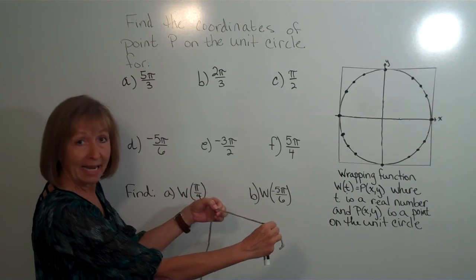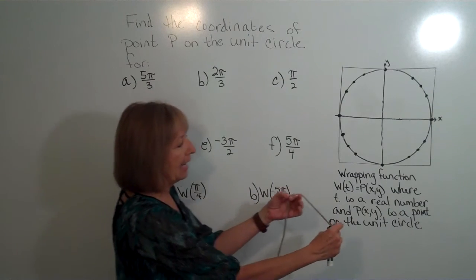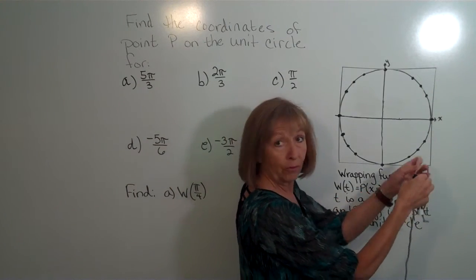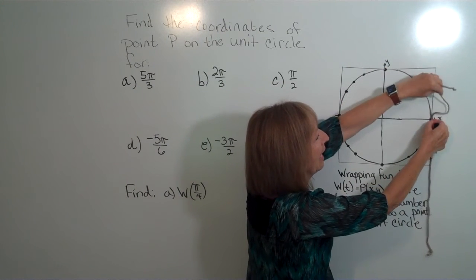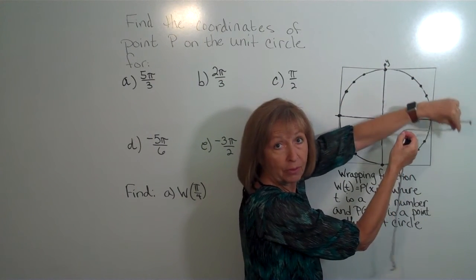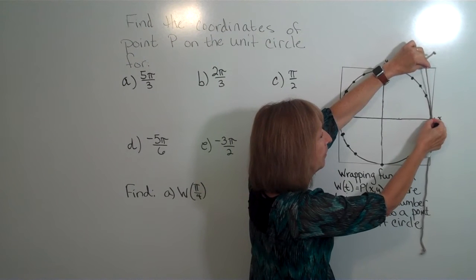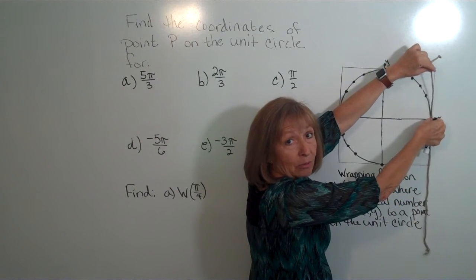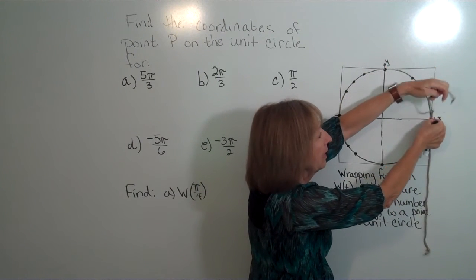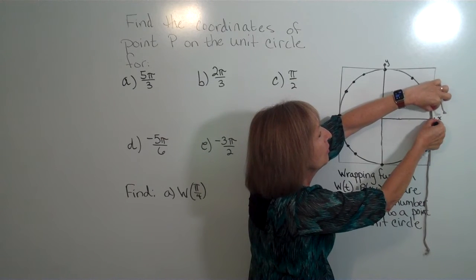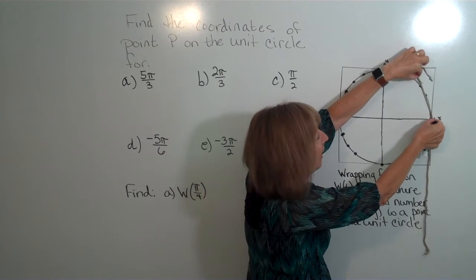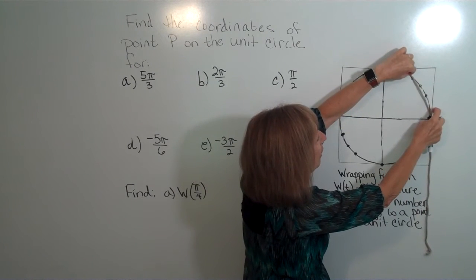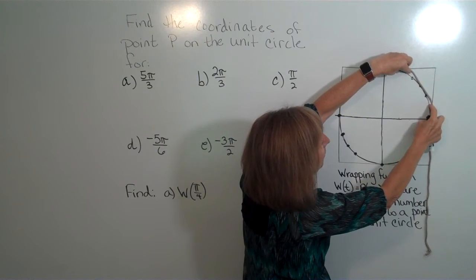Now if I take this number line and I put 0 at the positive x-axis, and those that were the positive numbers going to the right, I'm going to go up and around, and those that were the negative numbers to the left, I'm going to go down and around, then this number line can also measure out the length of the arc as I follow along the circle.